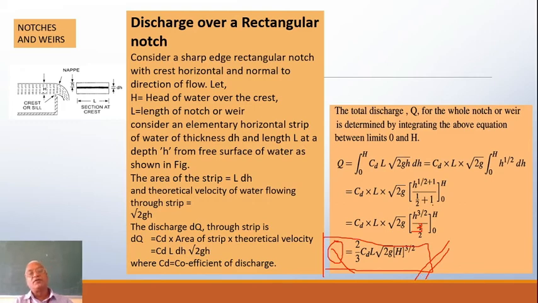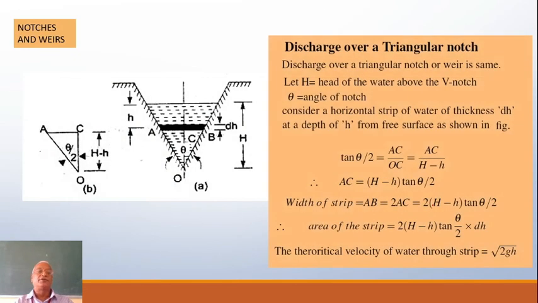Okay, we'll continue. This is the rectangular notch. Now next is the triangular notch. You can see here it is again symmetrical, with theta as the whole angle, or theta by 2 as the half angle. The crest is over here at a point O, and the head over the crest is capital H once again.